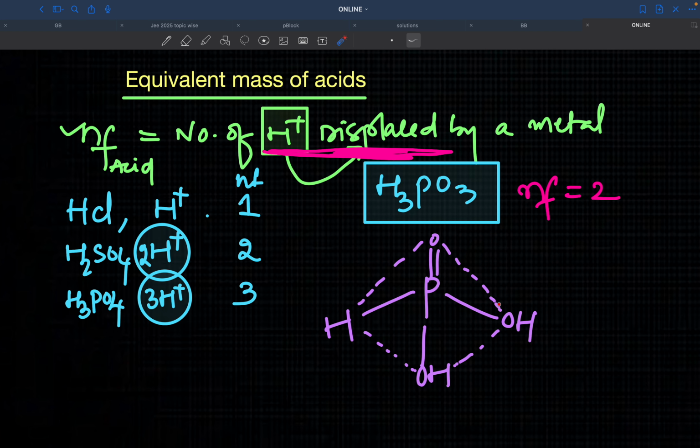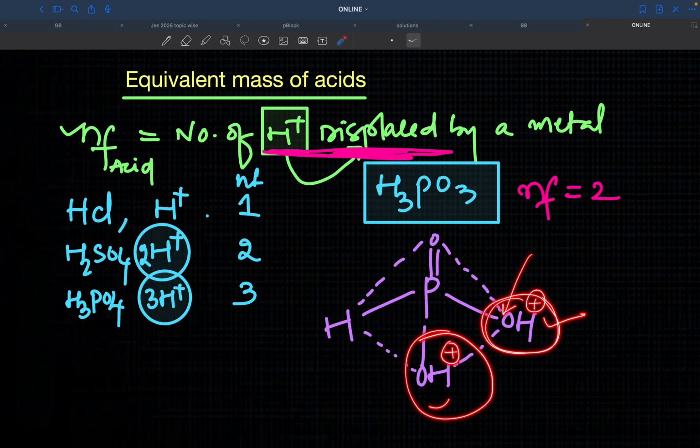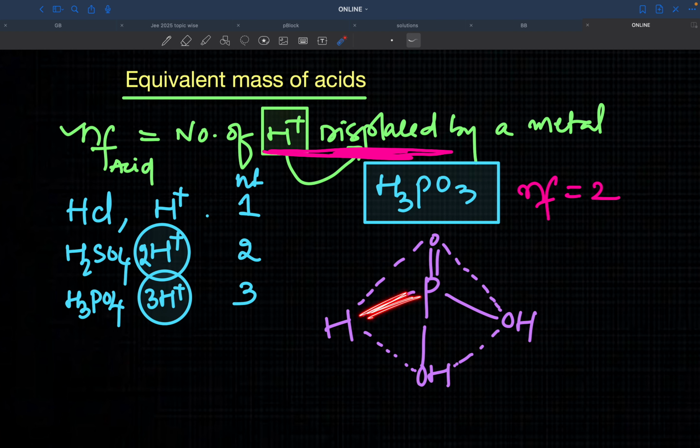The problem here is that the hydrogen connected to phosphorus through oxygen is acidic hydrogen and is displaceable. At the same time, this other hydrogen, connected through oxygen, is also displaceable. But this hydrogen is directly connected to phosphorus. This bond is non-ionizable, so you cannot ionize it. This bond cannot be broken.